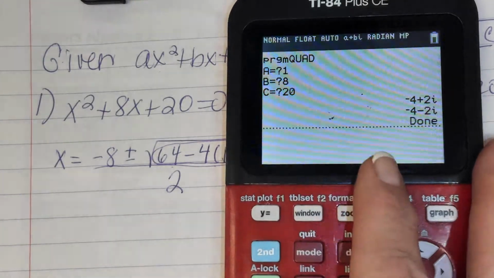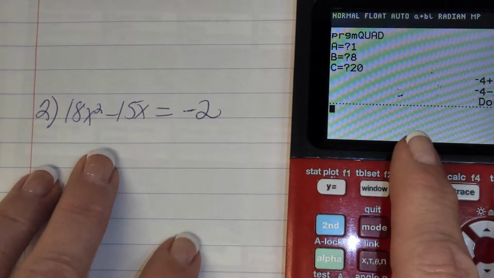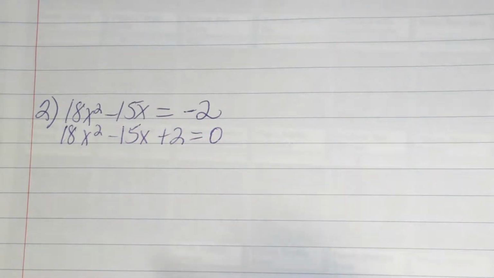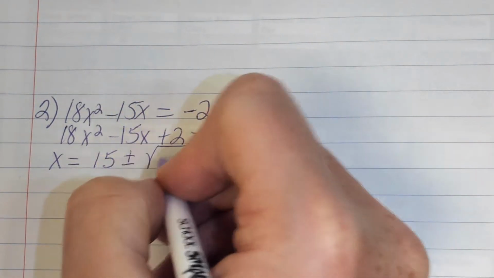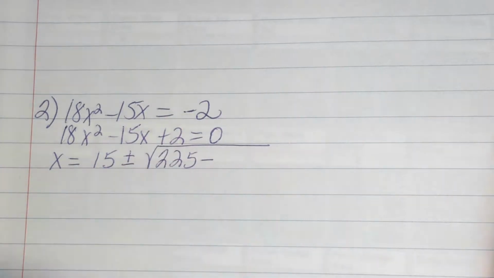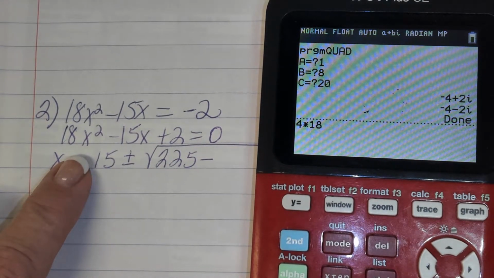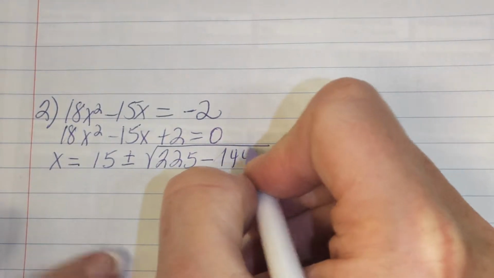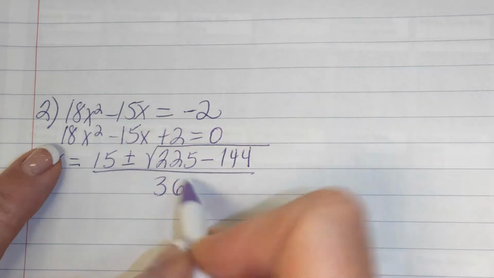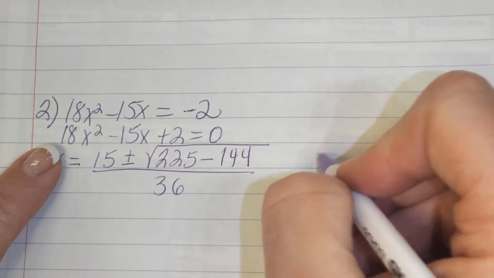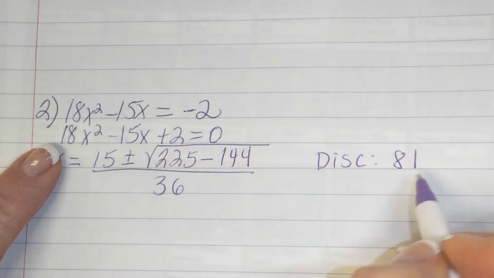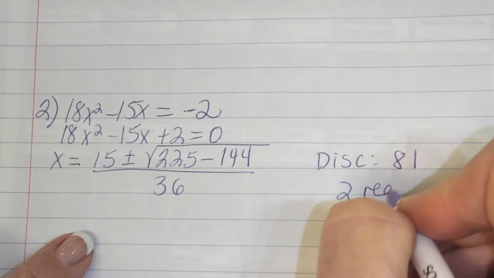Okay. Now, it'll also do the second problem for us. On the second problem, what do we have to get a set equal to first? We have to get a set equal to 0 first before we can start. So if I set this up, it would have been -b plus or minus the square root of -15 squared is 225 minus 4 times 18 times 2 is 144 all over 2a. 225 minus 144 is 81. So in this case our discriminant is going to be 81. It's positive. That means we're going to have two real solutions.